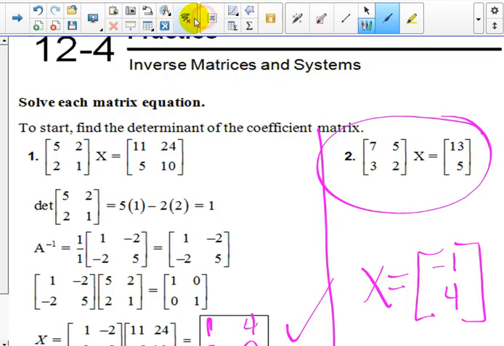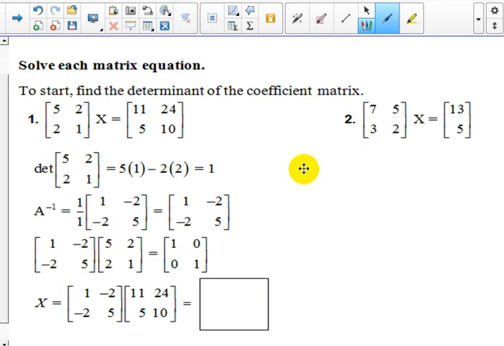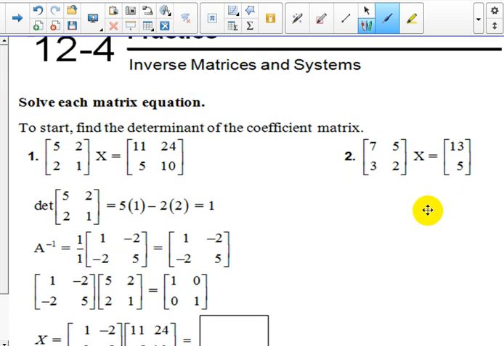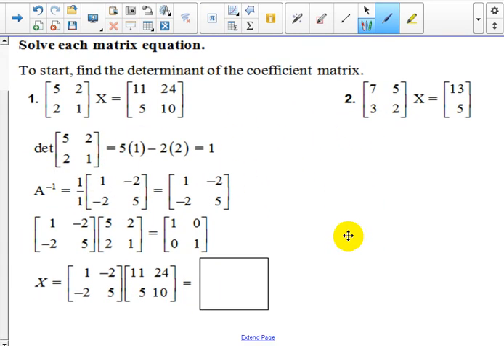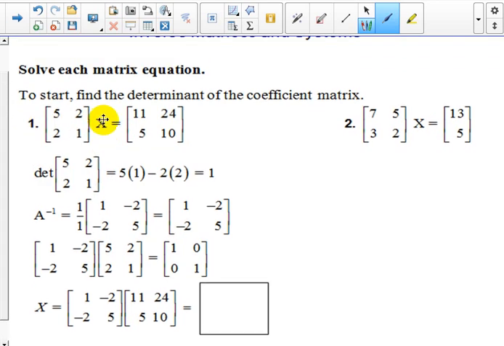All right. So let's look at the first problem. Now, this is on your test. Okay, and this will be the last problem on your test. But we're still going to do the next problem set in the homework. Okay. So it says solve each matrix equation. To start, find the determinant of the coefficient matrix. So I'm going to go ahead and just do this.